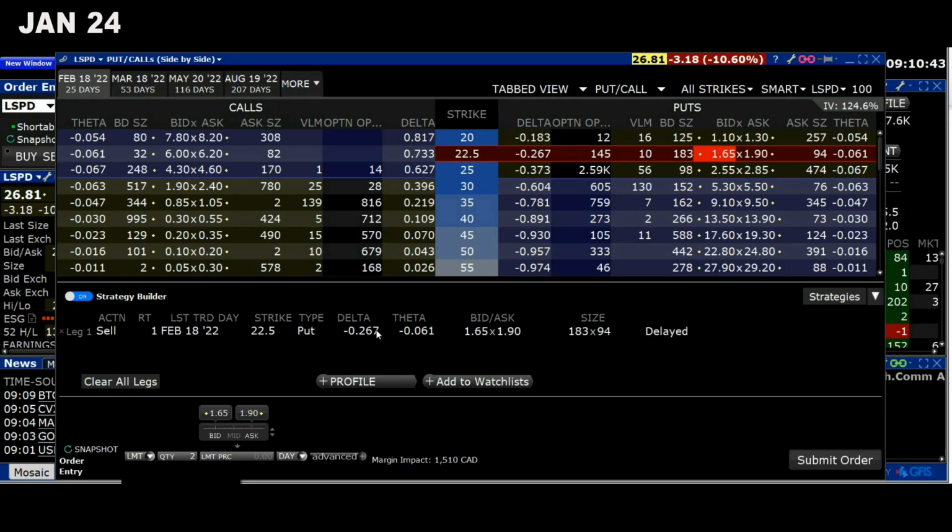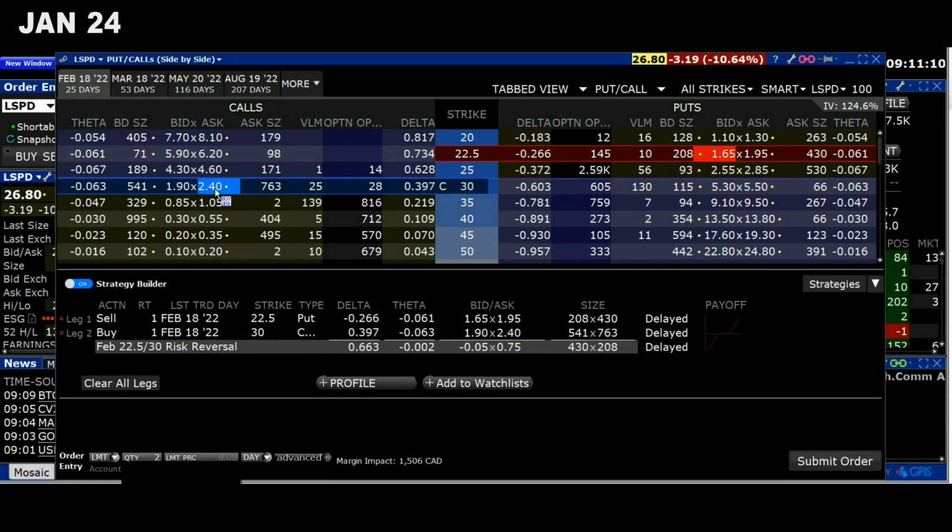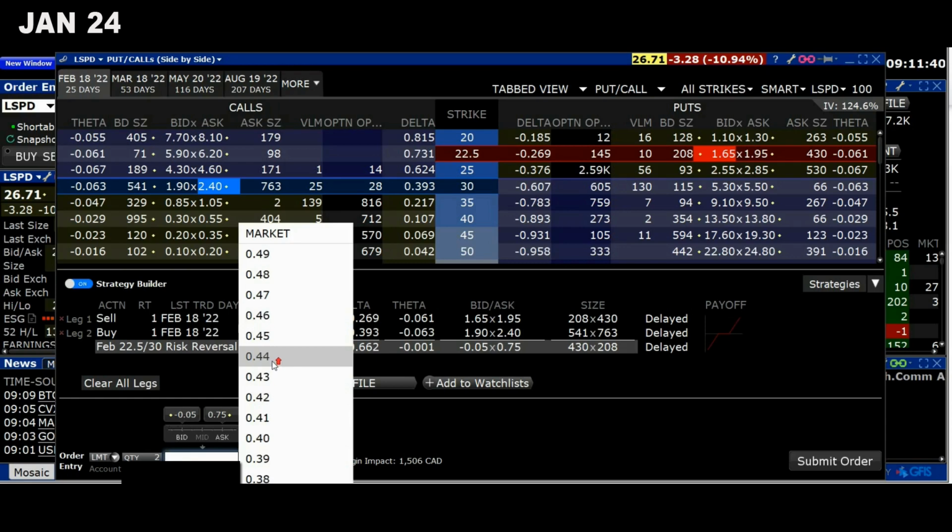That's going to add it down here. And at the same time, I'm going to go over to the call side and I'm going to buy a call option at, I'm thinking $30 because the delta is pretty decent for that. And if I hover over this ask column here and click on that, it will add a buy leg. And I'm going to set two quantities for this because I'm quite bullish. So I'm going to set the price of this to something in the middle, maybe like 50.